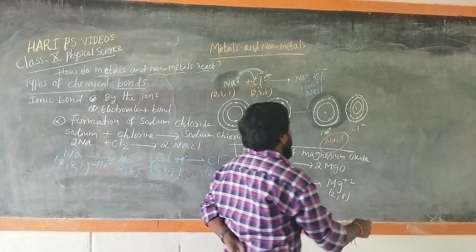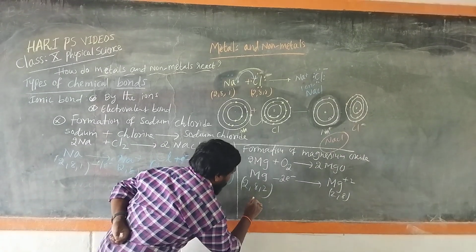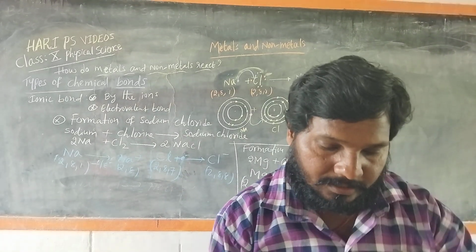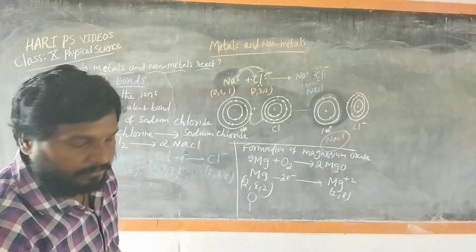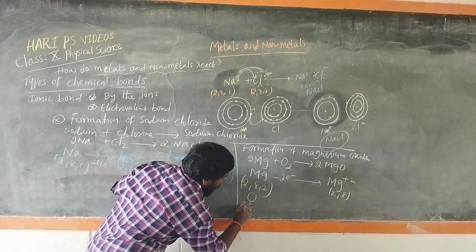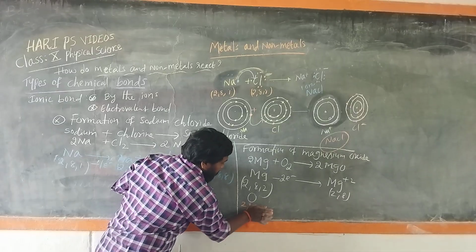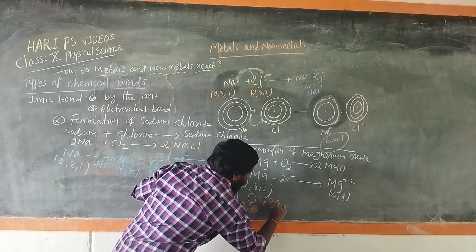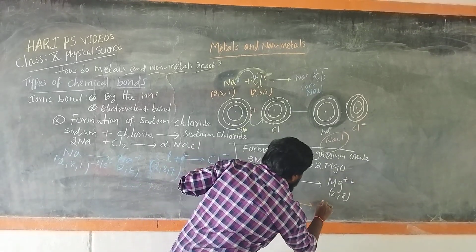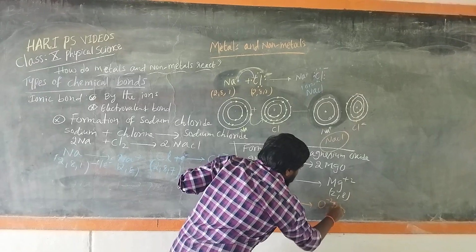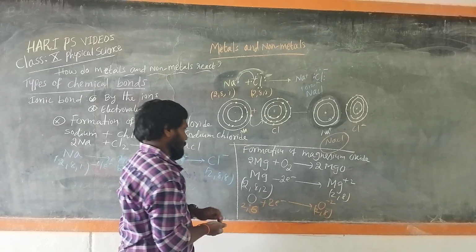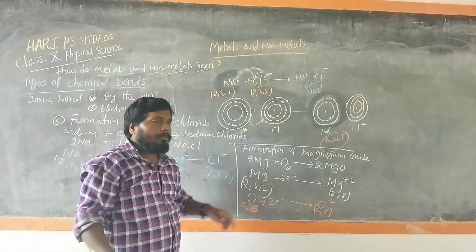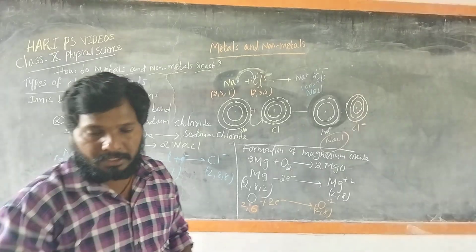Then coming to the oxygen. Oxygen is a non-metal. So let's write the electronic configuration: sorry, 2, 6, because the atomic number is 8, plus taking 2 electrons. So it forms O minus 2 with 2, 8. So magnesium atomic number 12, 2, 8, 2; oxygen atomic number 8, 2, 6.